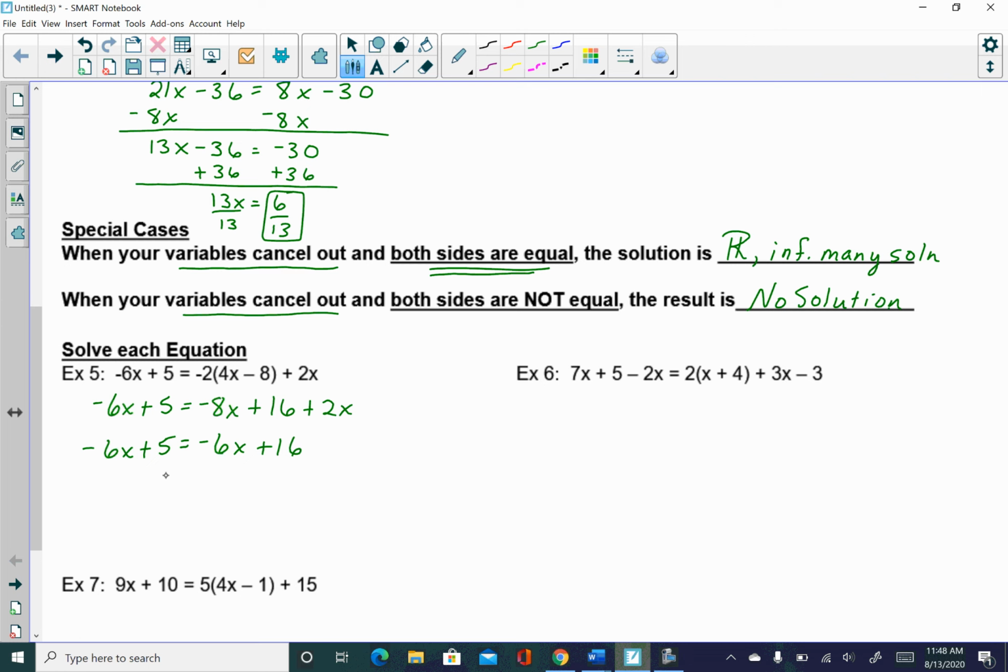Now, from here, it doesn't matter which 6x you take over. You've got to do the opposite because you're crossing the equals mark. That's when you do the opposite, when you cross the equals mark. So these 6x's cancel out.